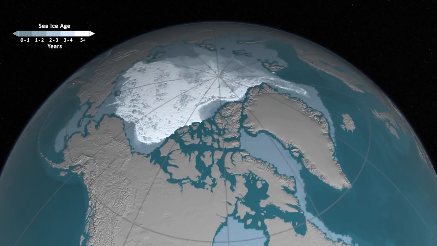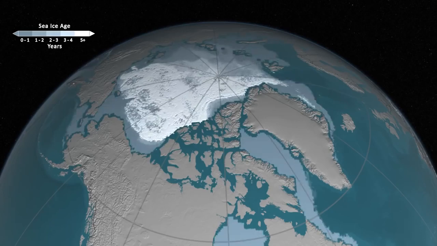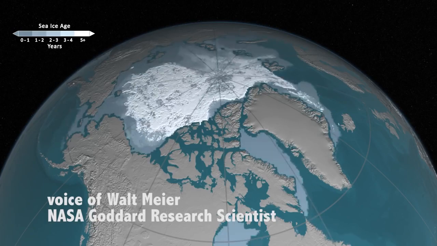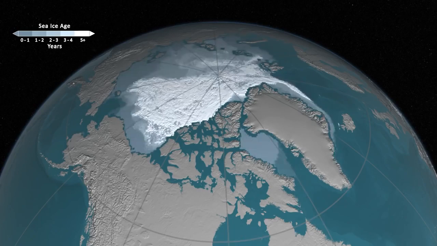In this animation, we're taking Arctic sea ice into the third dimension. Here, we're looking at the ice age, which is an indicator of thickness. Generally, older ice is thicker ice.